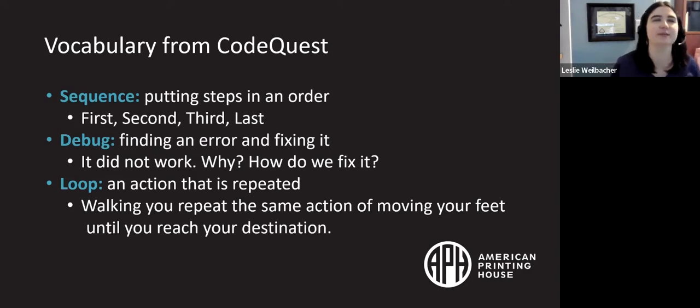I'm going to recap some vocabulary because you're going to hear it and I want you to have it fresh in your brains. From CodeQuest, we had sequence, putting steps in an order: first, second, third, last. Debug, finding an error and fixing it. It didn't work. Why? How do we fix it? Loop, an action that is repeated. You're repeating the same action of stepping until you reach your destination.